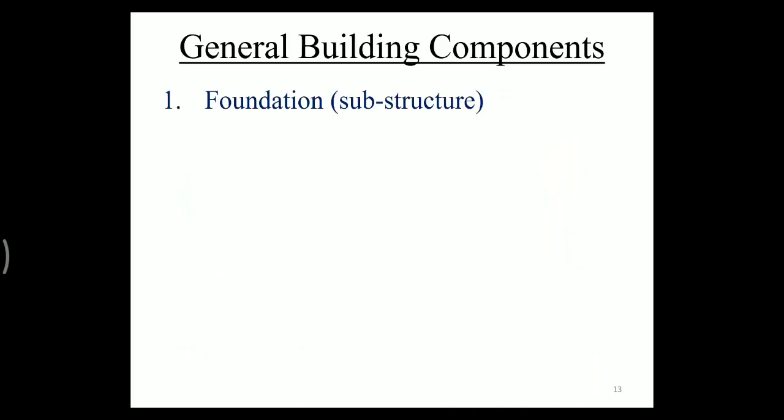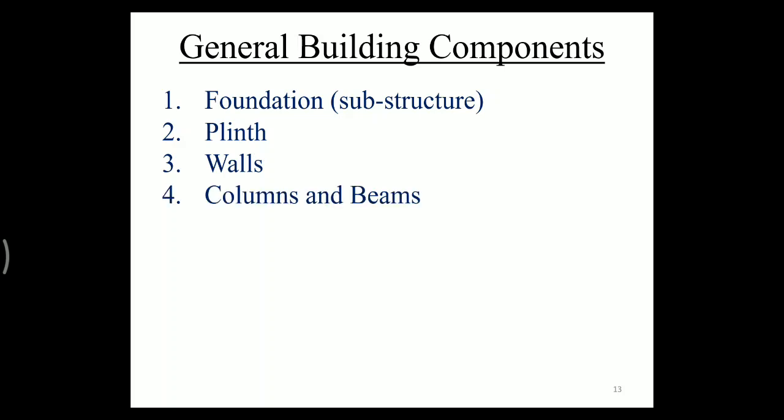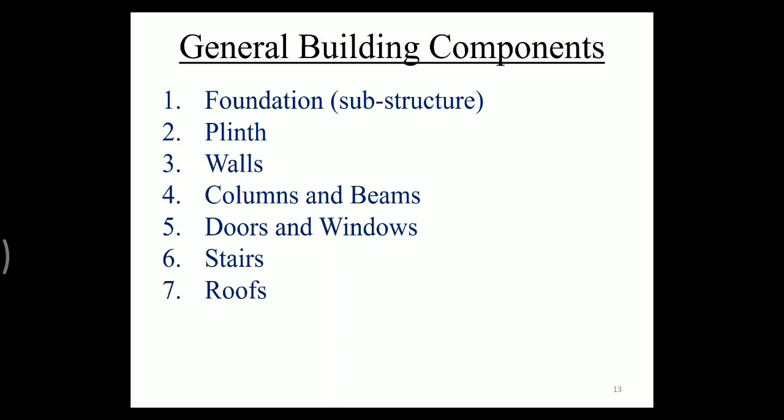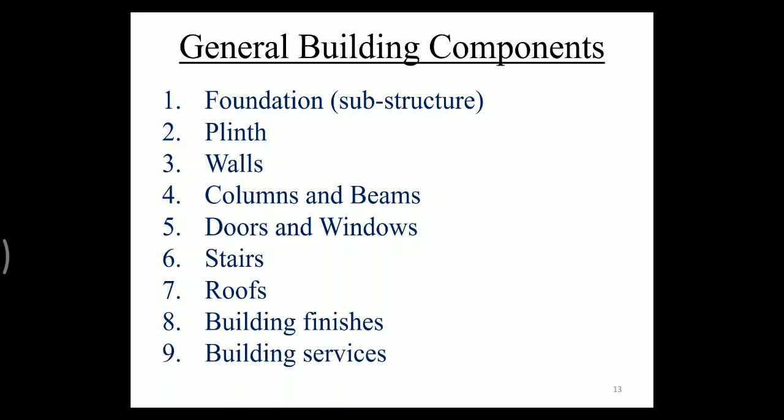Now we see the list of general building components. First is foundation, that is part of substructure. The second is plinth. From the plinth the superstructure starts, which is above ground level. Then walls, columns and beams, doors and windows, stairs for vertical movement within the building, roofs, building finishes such as wall painting and plaster, then building services like water line and electricity line.